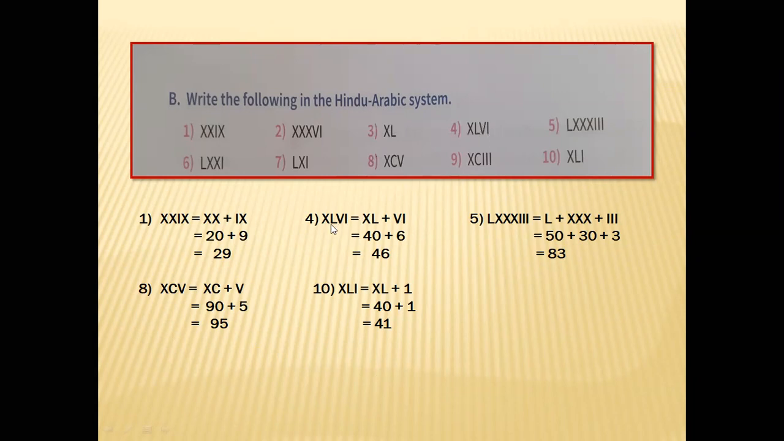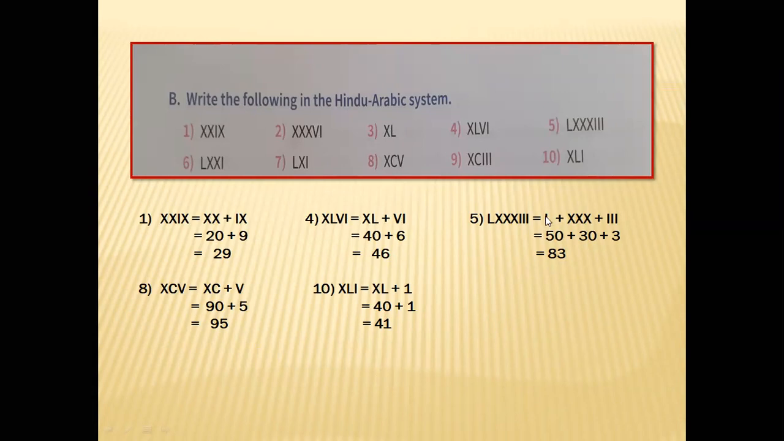XLVI. XL, you have to split this number first. XL plus VI. XL equals 40, VI equals 6. 40 plus 6 equals 46. Right? Next, fifth one, LXX plus 3 times I.